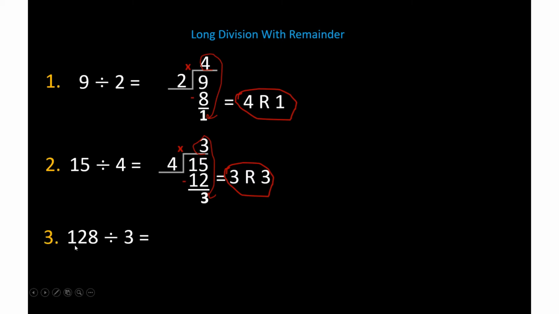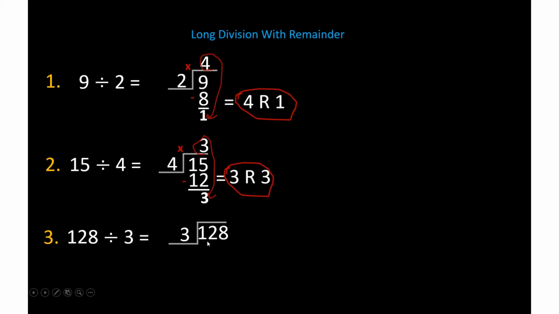Next, 128 divided by 3 equals. We draw our long division sign. 128, the dividend, we write it in here. 3, the divisor, we write it out. And we start dividing. 1 divided by 3, it cannot go. So we take 12. 12 divided by 3.